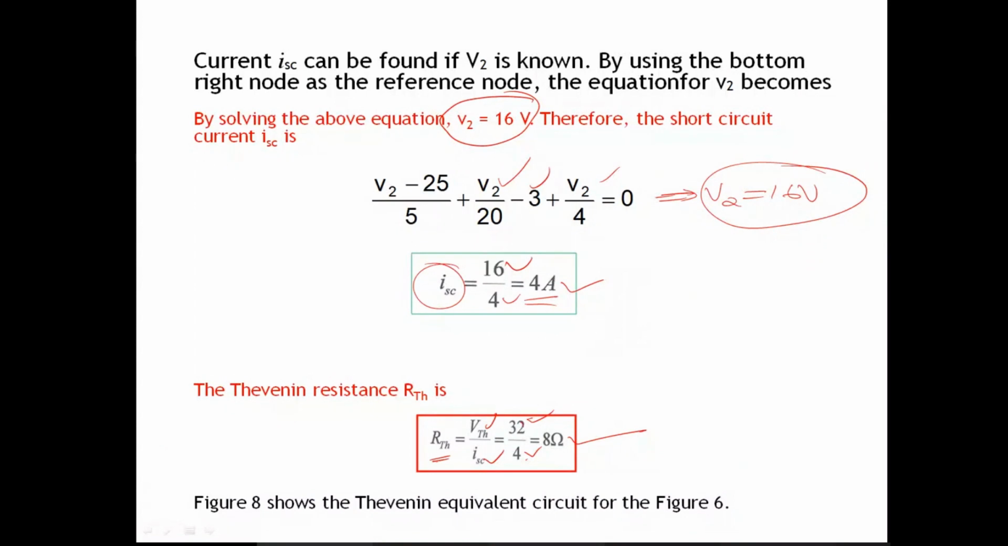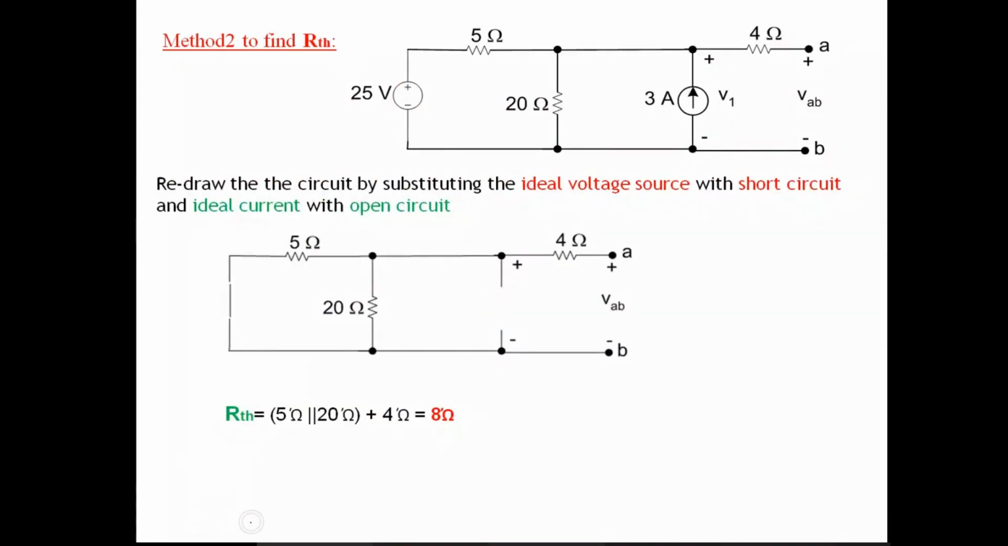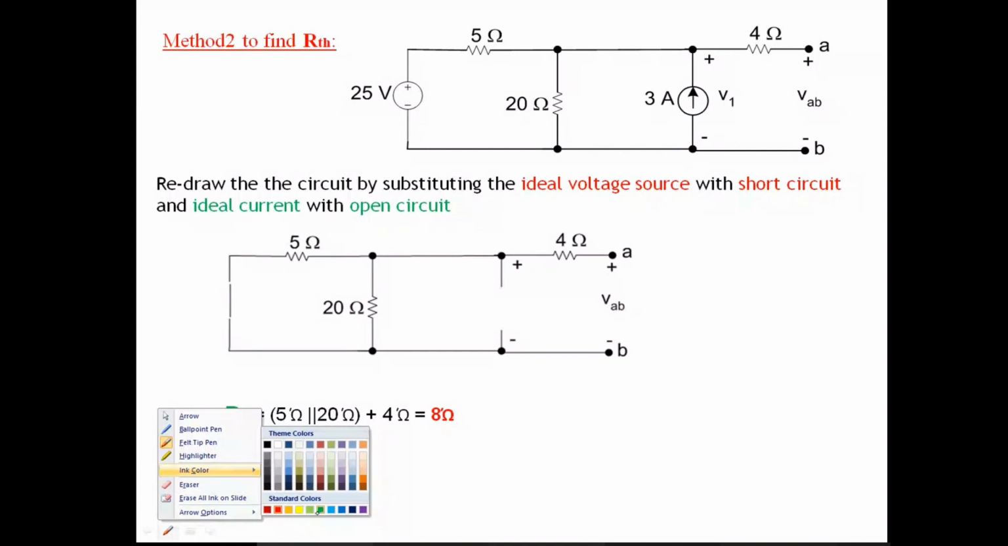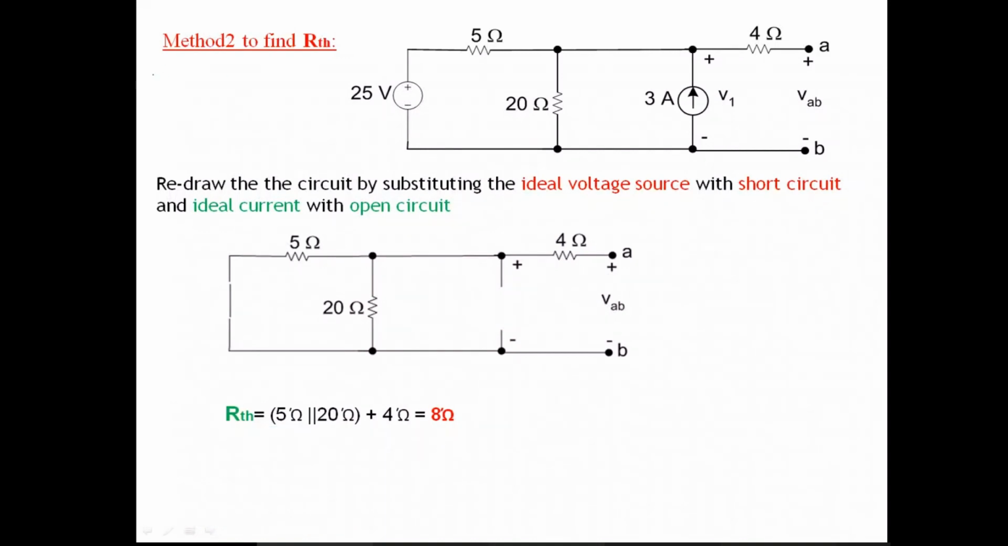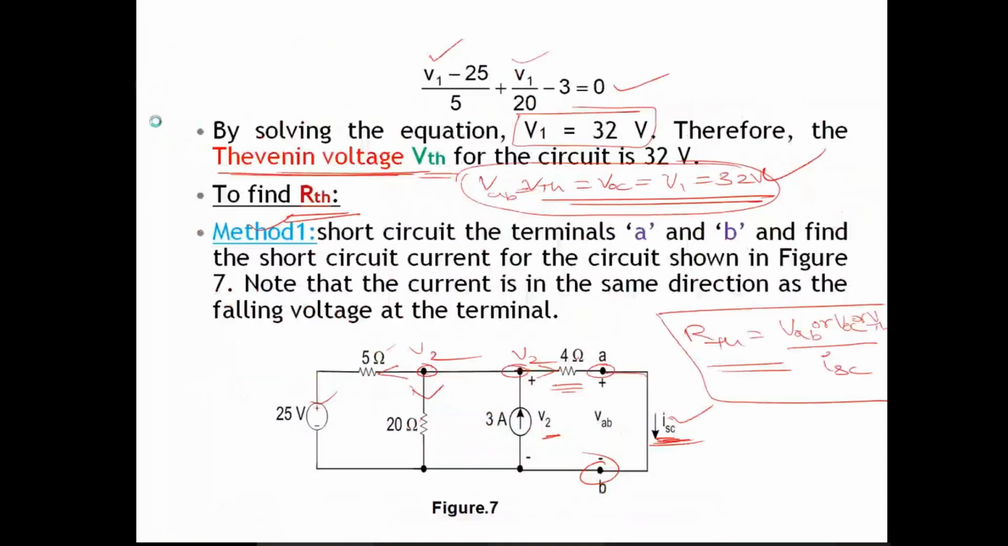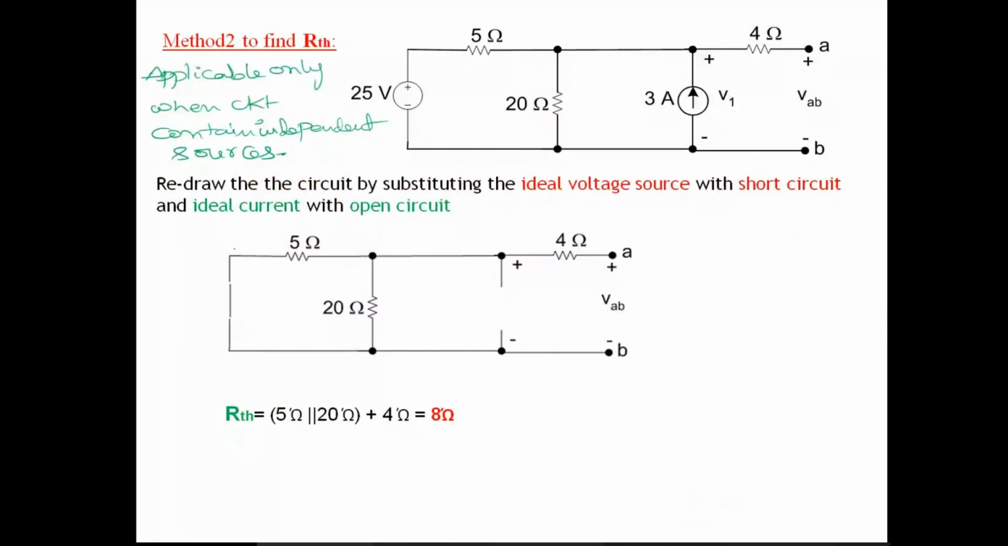And there is another method to find RTH also, my dear students. This is the second method for finding RTH. Please look carefully. This method is only applicable when the circuit contains independent sources, either voltage sources or current sources. If dependent sources are present, this method is not applicable. The first method can be applied for both independent and dependent sources, whereas this method of finding the equivalent resistance is only applicable when the circuit contains independent sources.